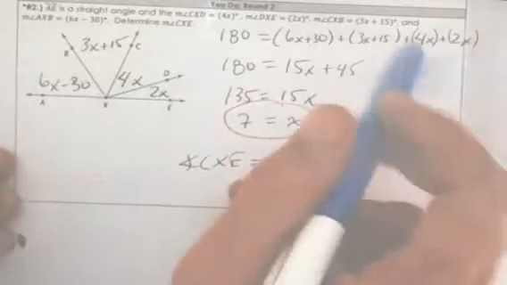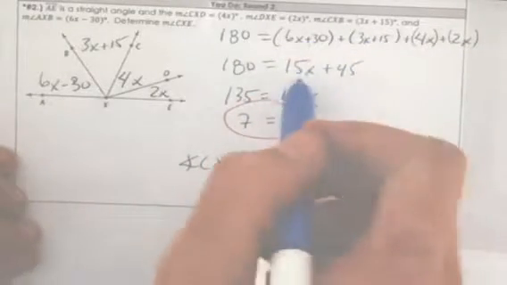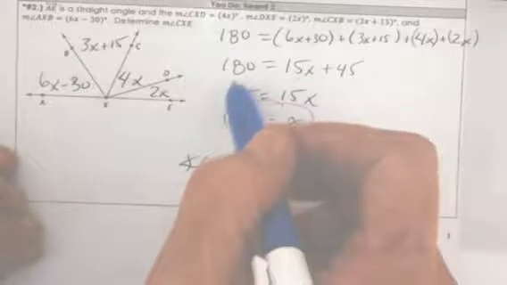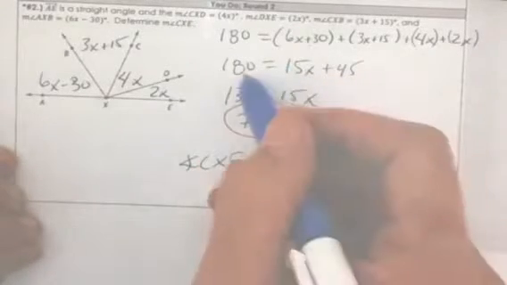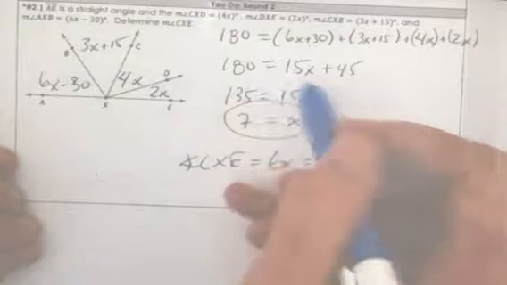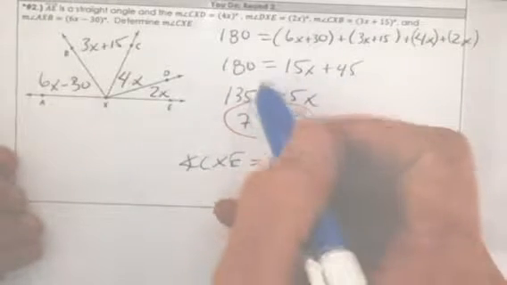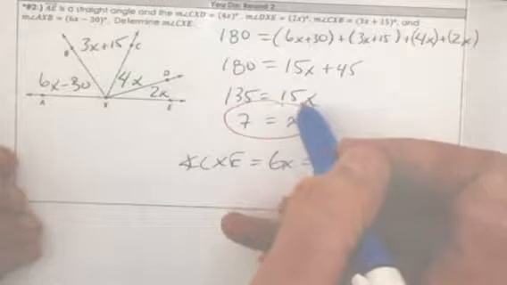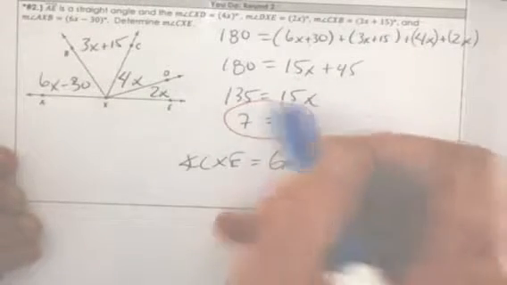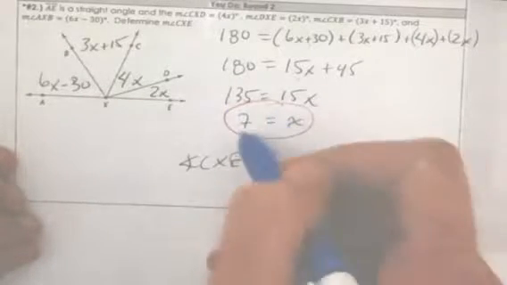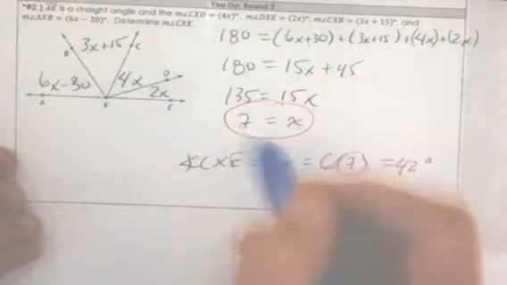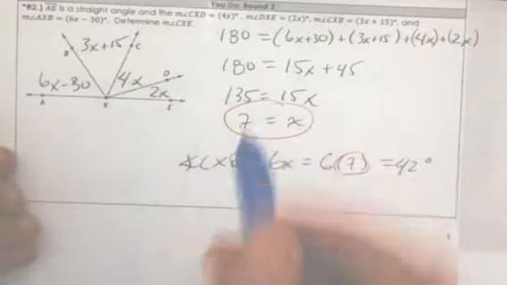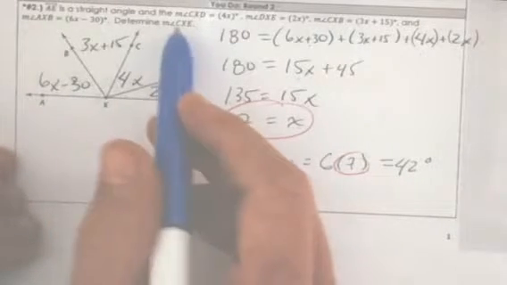Now combine like terms. Get 15x plus 45 equals 180 degrees. Now subtract 45 from both sides and get 180 minus 45 is 135 equal 15x. Finally, isolate x by dividing by 15, and 135 divided by 15 equals 7. So x equals 7, but remember there's more to do here because we need to answer CXE.